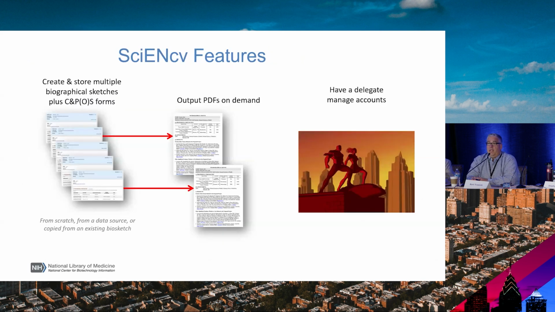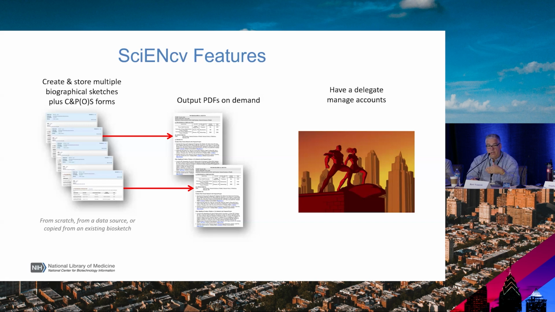You can have as many biographical sketches, as many current and pending support documents as you wish. We know that some investigators will have multiple types of grant applications. They might want to create a biographical sketch that focuses on their basic science application. And they might be going after a different award that is more applied science, and they might want to highlight a different facet of their expertise and research interest for that application. So you can have as many of these as you want. You can save the old ones. You can update them to new ones. You can output these PDF documents on demand.